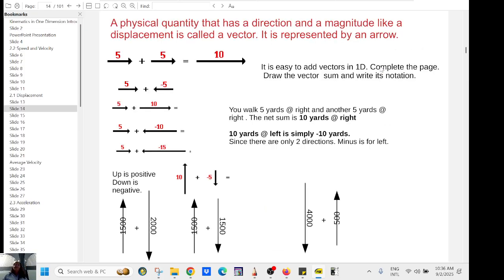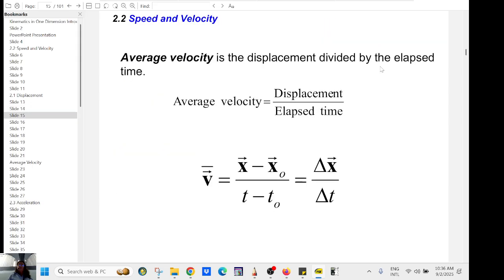So we talked about adding vectors. So in 1D, it's easy. You just add numbers, right? And then we have this definition here. Average velocity is a vector. So it will be the displacement over the time elapsed.